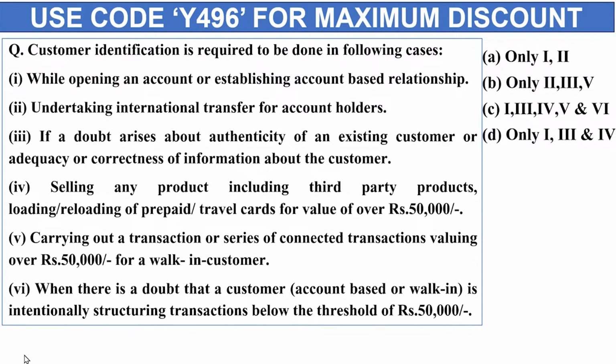Second, undertaking international transfer for account holders. Third, if a doubt arises about the authenticity of an existing customer or the correctness of information about the customer. Then, selling any product including third-party products, loading or reloading of prepaid travel cards for a value of over 50,000. Then carrying out a transaction or series of connected transactions valuing over 50,000 for a walk-in customer. Then when there is a doubt that a customer is intentionally structuring transactions below the threshold of 50,000. So out of these cases, in which is customer identification required?